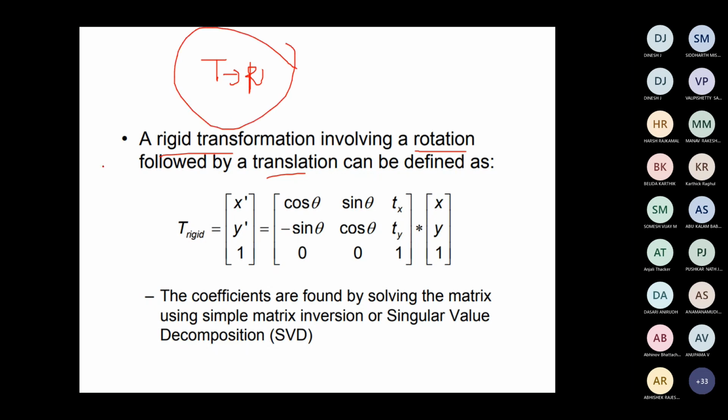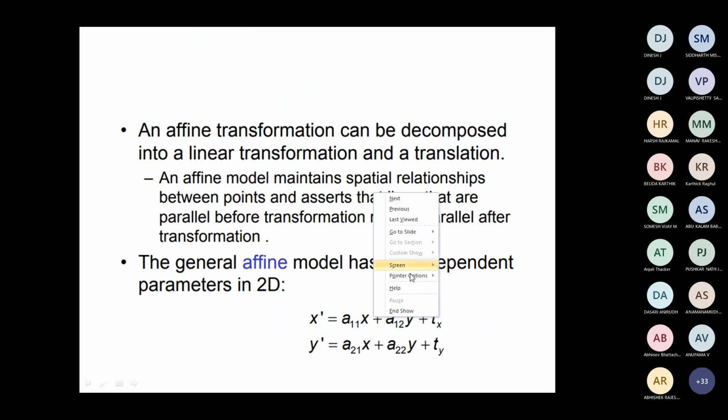So if we want a transformation like this, then we can directly write cos theta, sin theta; minus sin theta, cos theta; with the translation terms. So here both will happen: translation will happen and rotation will also happen. And the coefficients we can solve using SVD, that is singular value decomposition.